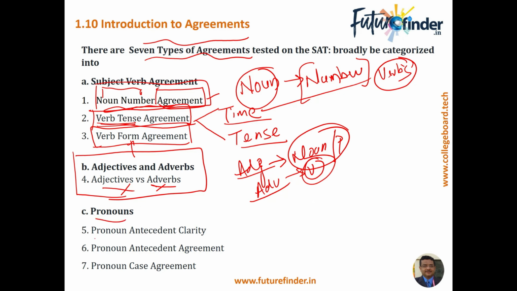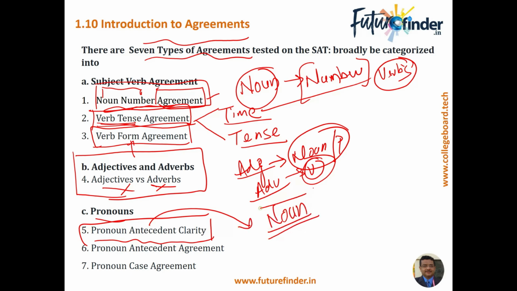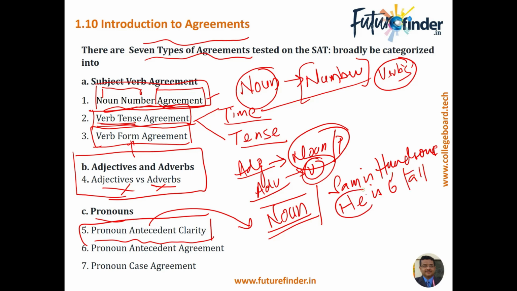And the pronouns, right? The pronoun antecedent clarity. Basically, the antecedent is the noun that the pronoun is replacing. So if I say Sam is handsome, he is 6 feet tall. He replaces Sam. This is the antecedent, this is the pronoun.